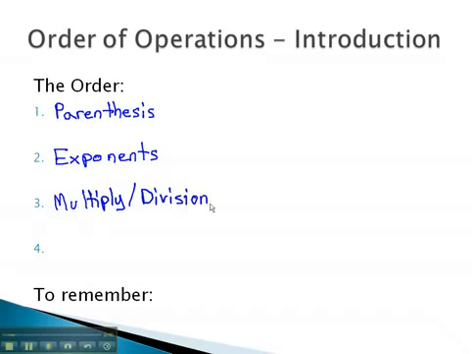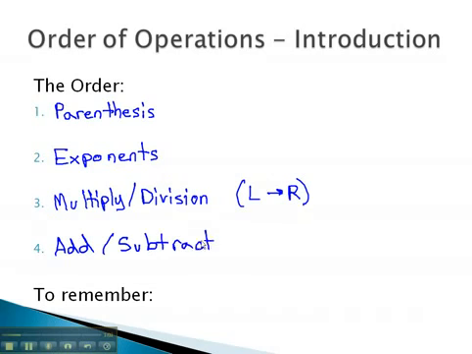To decide which to do first, with multiplication and division, we will always work from left to right. Which means in some problems we'll multiply first, and in other problems we'll divide first, depending on which comes first, left to right. Finally, we finish by doing any addition or subtraction. Also done from left to right.